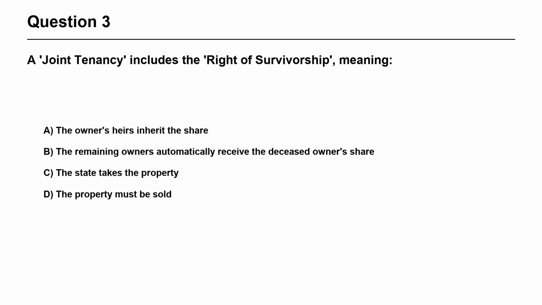Question 3. A joint tenancy includes the right of survivorship, meaning A, the owner's heirs inherit the share. B, the remaining owners automatically receive the deceased owner's share. C, the state takes the property. Or D, the property must be sold. The correct answer is B, the remaining owners automatically receive the deceased owner's share. Survivorship is the defining characteristic of joint tenancy, overriding a will.